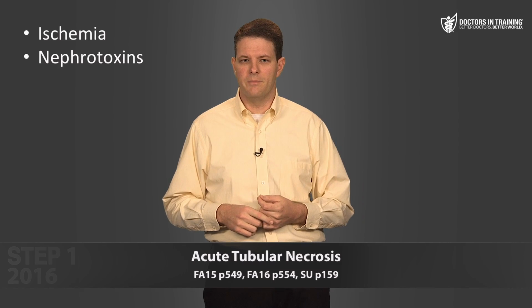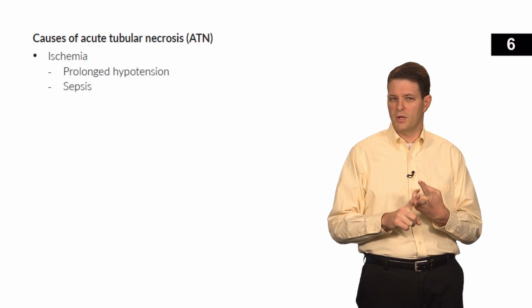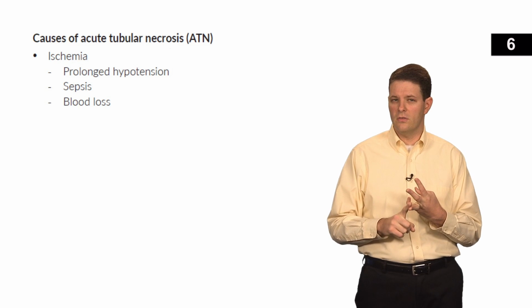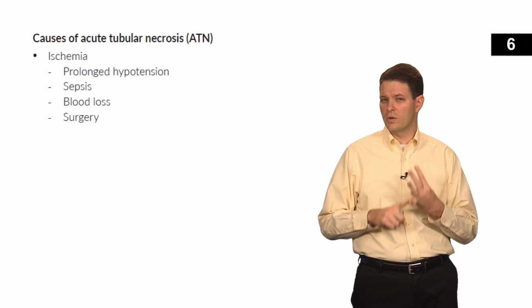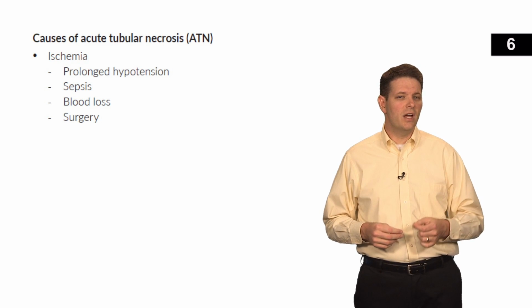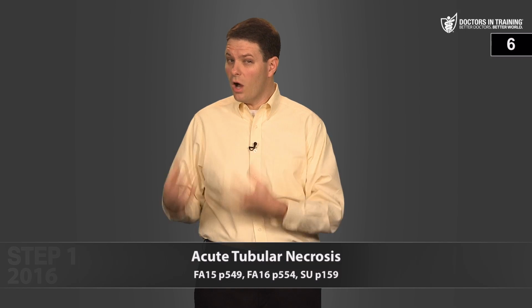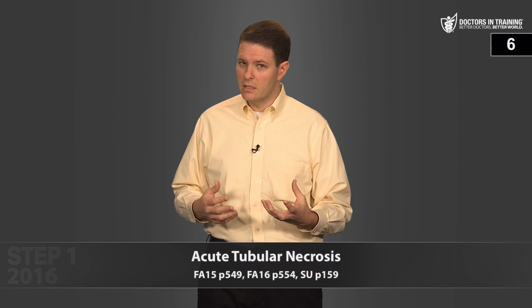Take a look at your study guide. Ischemia can result from prolonged hypotension, sepsis, particularly septic shock, blood loss, surgery, particularly surgery to repair an aortic aneurysm where you have to cross-clamp the aorta. And then CHF is an unusual cause of ATN for reasons that are not entirely clear. Now, renal ischemia starts off as a pre-renal injury, technically, but that ischemia can damage the tubules and lead to ATN that will persist even when renal perfusion has been restored.